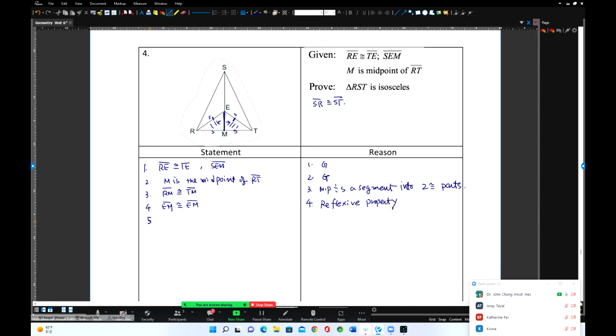Now we got everything. Okay, side, side, side. So triangle REM congruent triangle TEM, right? This is the first triangles. Side, side, side. It's okay.